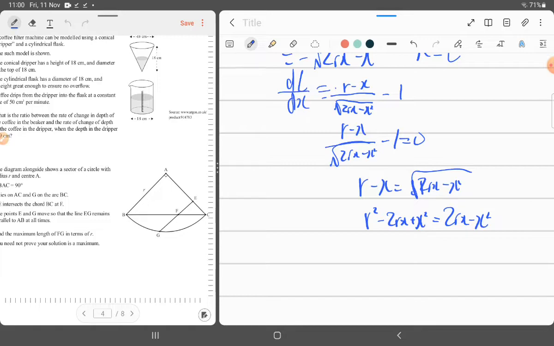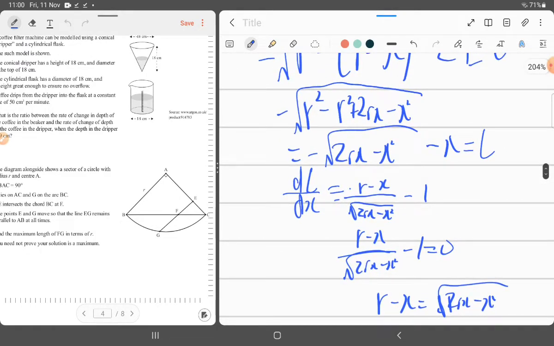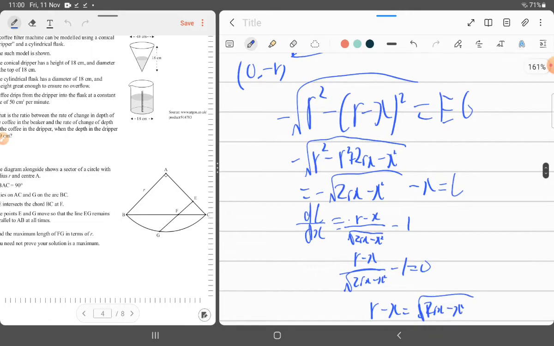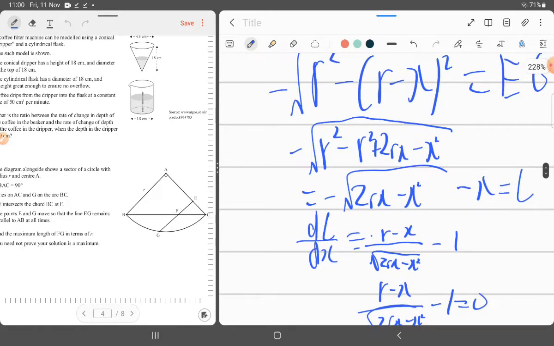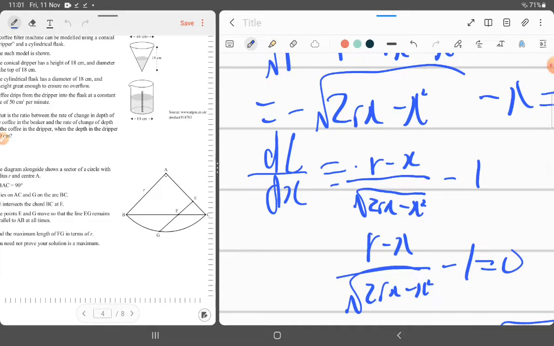r squared, 2rx minus x squared, this should be correct. Oh wait, oh no, wait, 2rx minus x squared, that will give 2r minus 2x over 2rx.